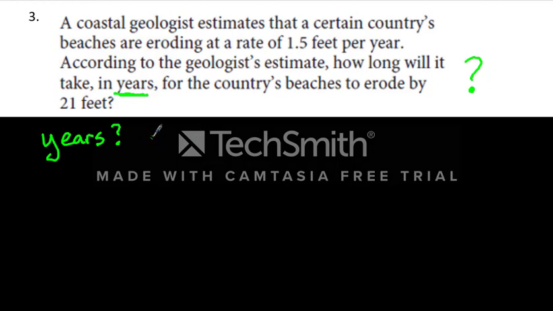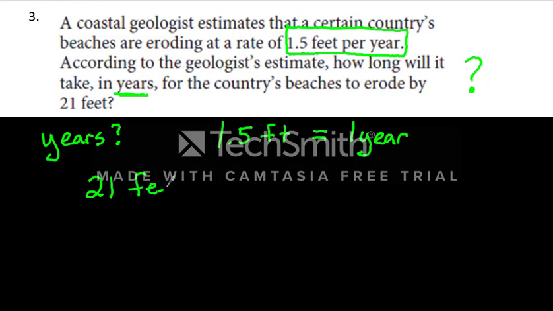Well, I need something with years. Here it says it is 1.5 feet per year. Well, that I can look at like a conversion factor. I know 1.5 feet has got to equal 1 year of erosion, right? So if I'm starting off, how far? Well, 21 feet.